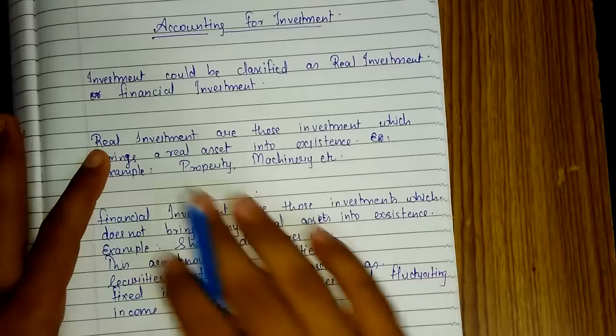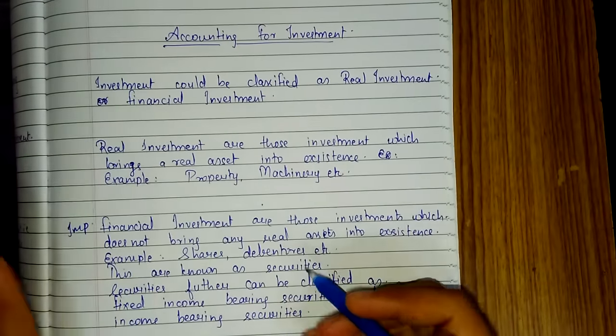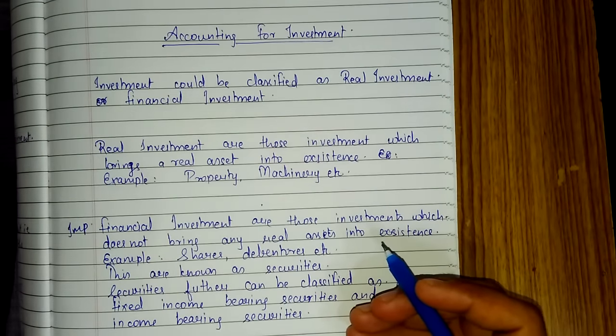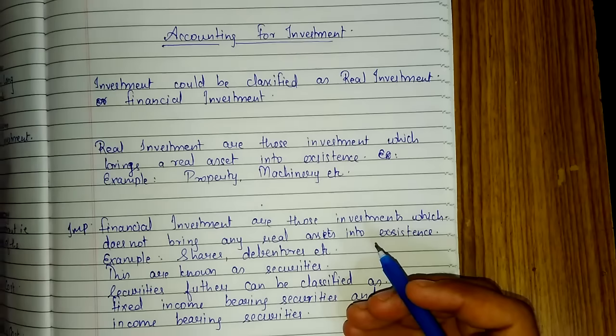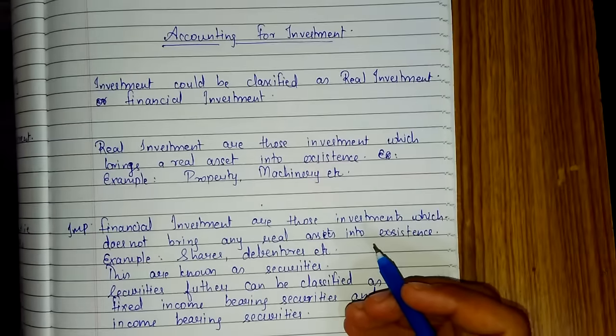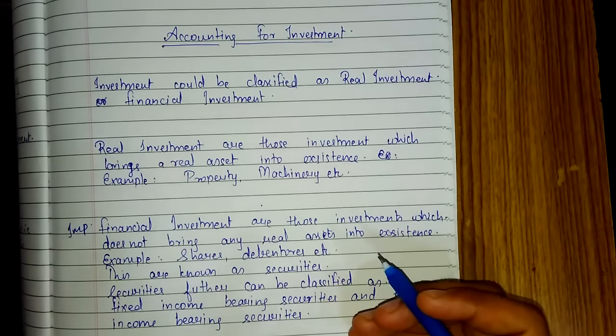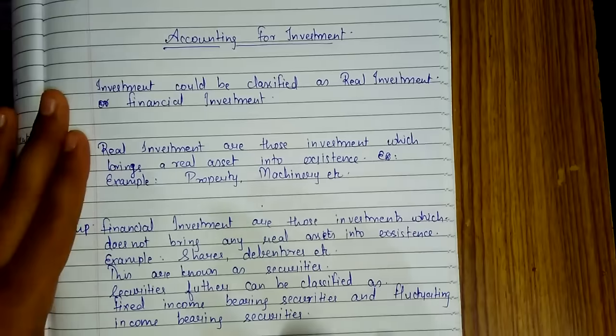We will not be dealing with real investment, as I earlier told you, because this chapter will be dealing with only shares and debentures. That's it. We have to calculate how shares are coming, how shares are going. We have to calculate the interest on the debentures and other dividend income and all, how to show it in the books of account. We'll be learning in this chapter.